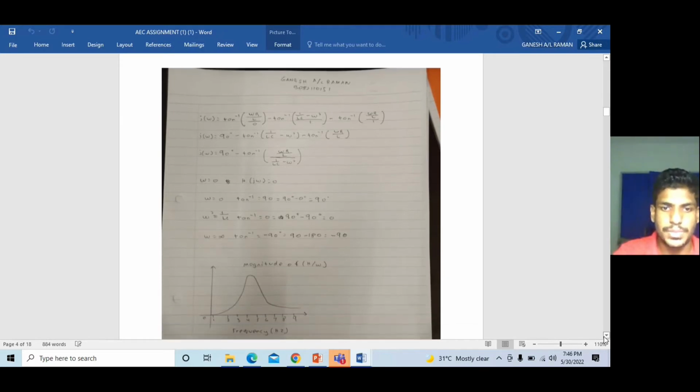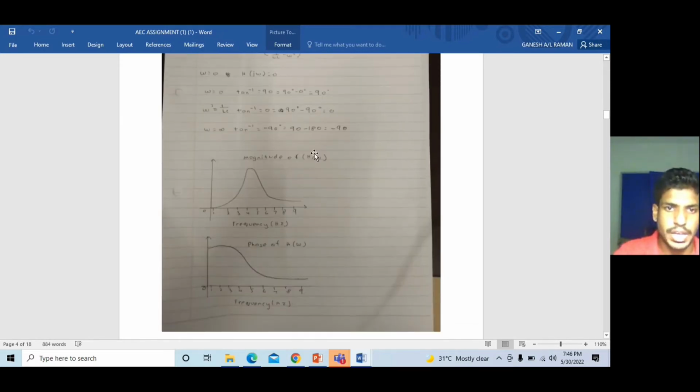This is the magnitude of H(omega) graph, the bandpass filter graph. Then this is the phase of H(omega), the bandpass filter graph. So this is about the derivation of the transfer function.